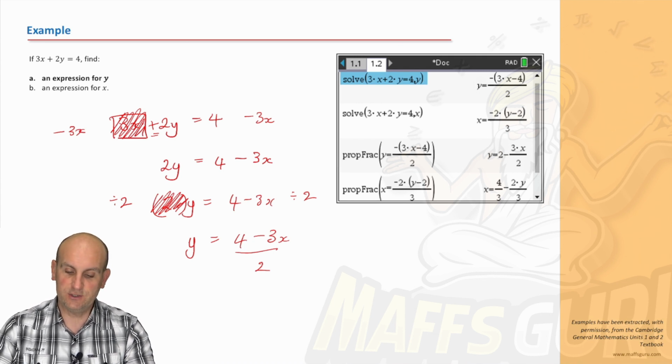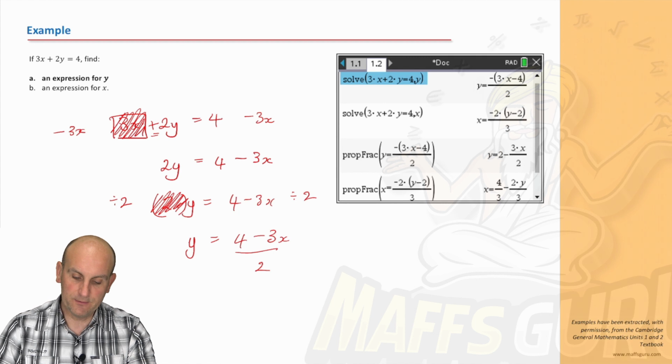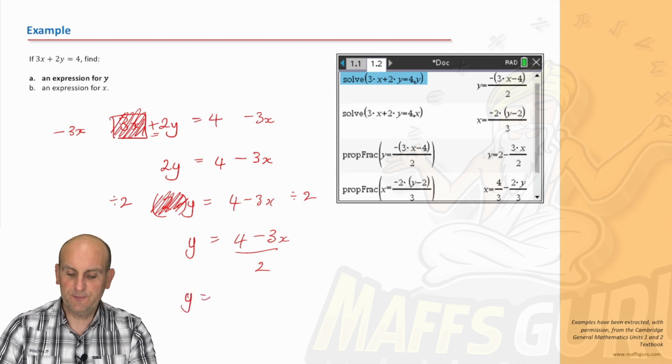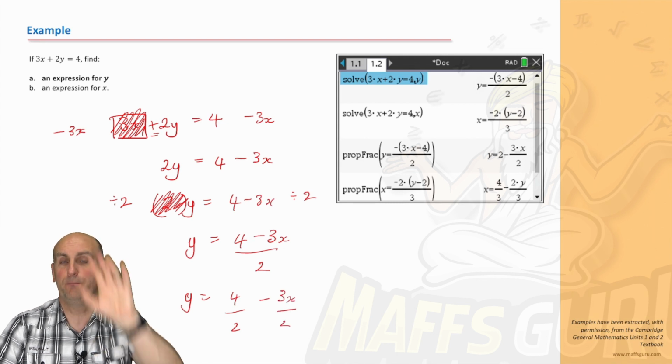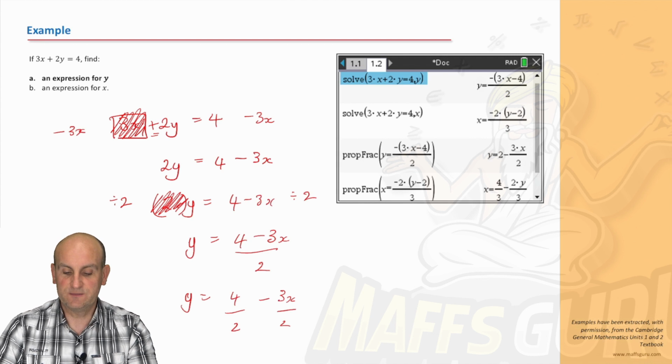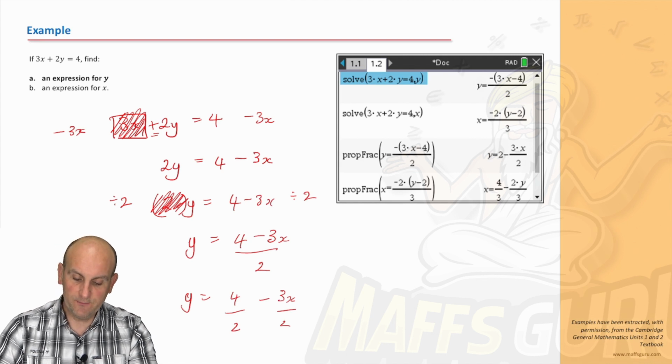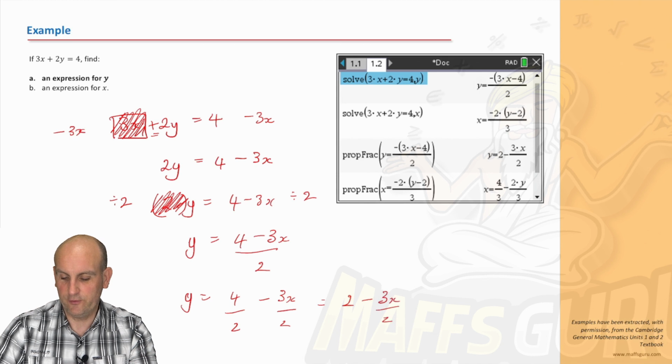Now, in this situation, we can actually split that up. So when you split up fractions, you can split that up as 4 on 2 minus 3x on 2, yes? Now, so long as you've got pluses and minuses on the top, you can split them up. Now, we know that 4 divided by 2 is 2, minus 3x on 2, and ka-ching.